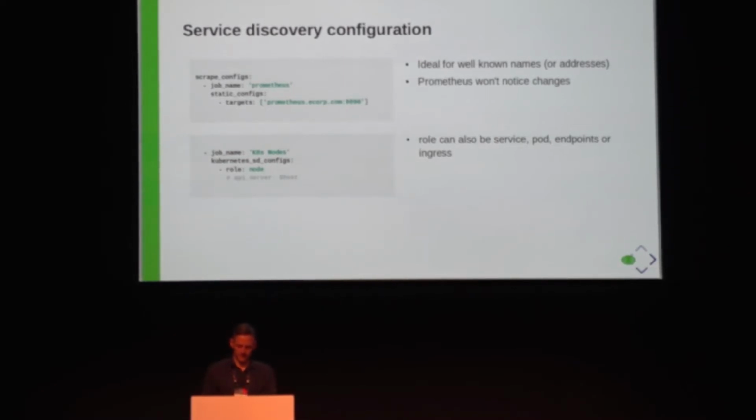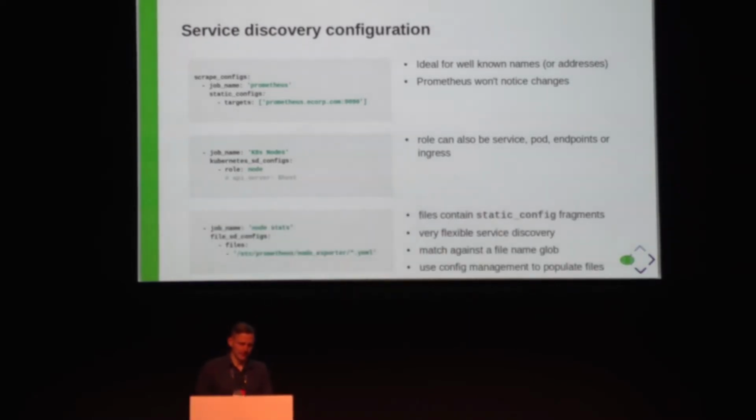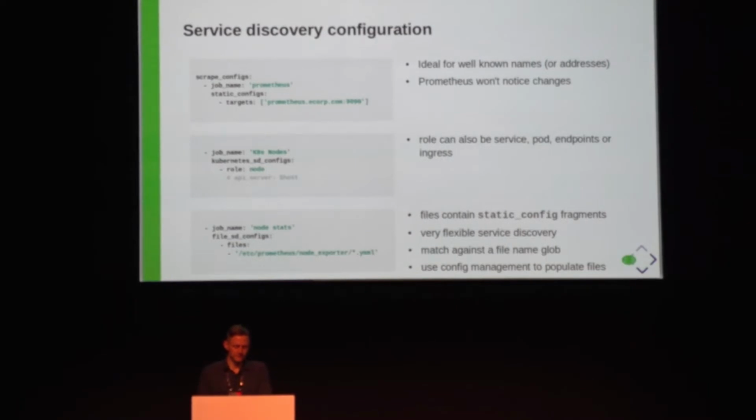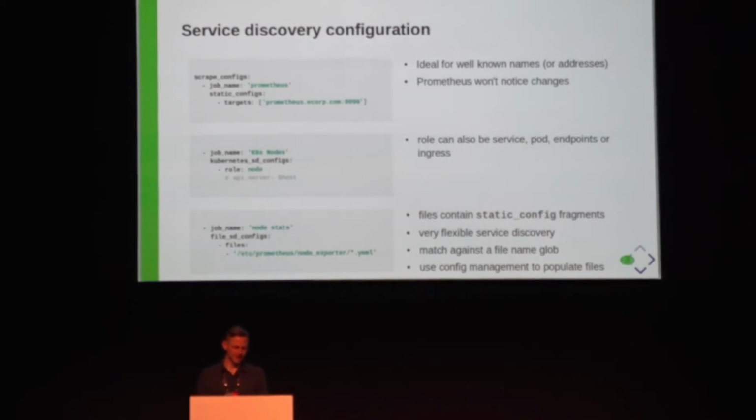The one service discovery that I really like, though, is the file-based one. And this may seem a little strange. At first, I was kind of like, this seems very clunky and not straightforward. But I've come to really like it. So how this works is you give Prometheus a list of file system globs, and it will evaluate these globs and try to find the files behind those globs. And these files only contain static config fragments like you see on top.